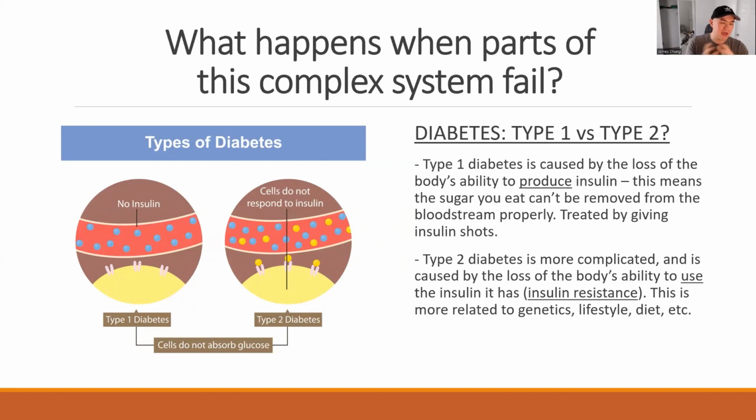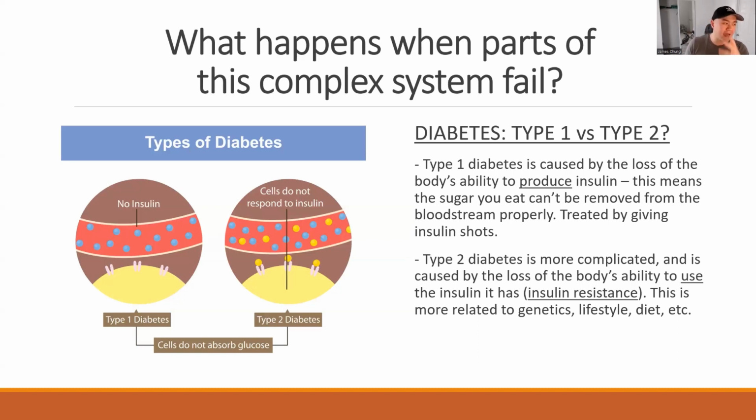Type 1 diabetes is caused by the loss of the body's ability to produce insulin. And remember that I said that was a very important hormone. So what this means is that the sugar and carbohydrates that you eat that get broken down and are ready to be absorbed from the bloodstream, the body can no longer remove that glucose from the bloodstream if it cannot produce insulin. And so this is treated by simply giving insulin shots to correct the lack of insulin.